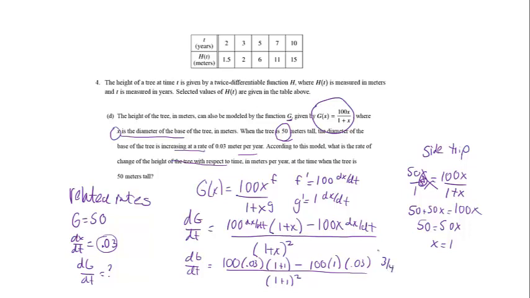We do need units on it. So if I'm talking about the rate of change of the height of the tree, the height was measured in meters and the time was measured in years. So it would be meters per year. Okay, so points that we would have gotten on that one: we're going to get 2 points for finding that derivative, and then we would get 1 point for getting down to this answer, plugging in the 1 and the 0.03. So that is problem number 4.